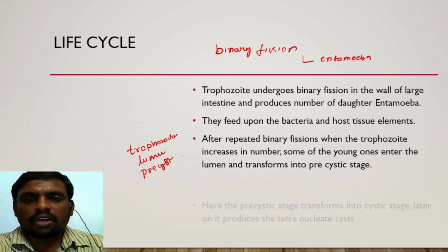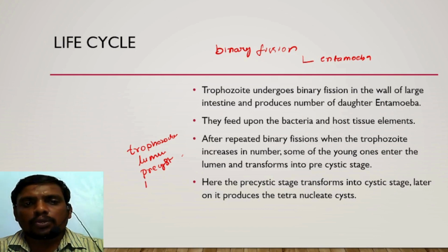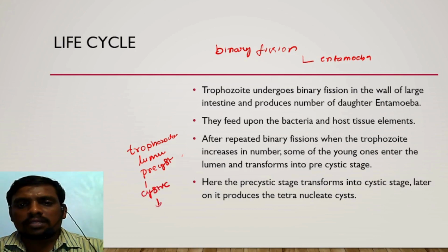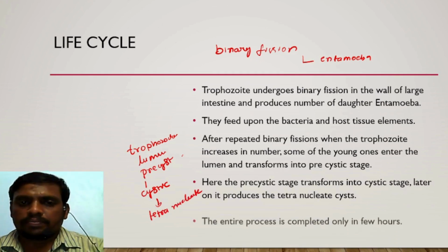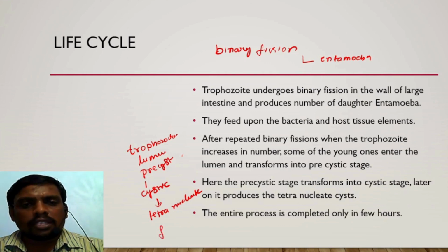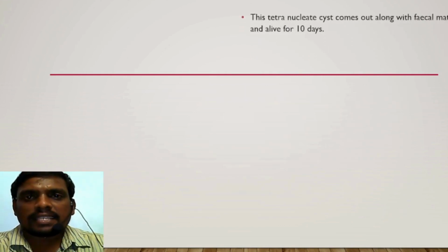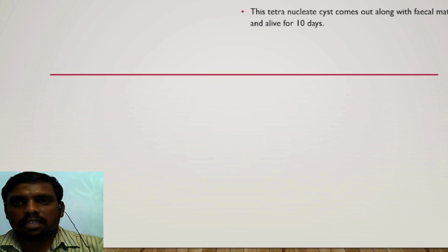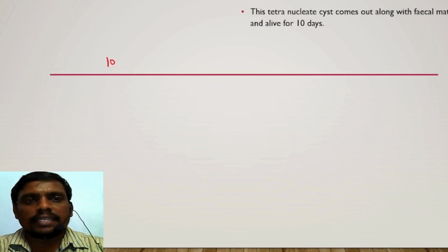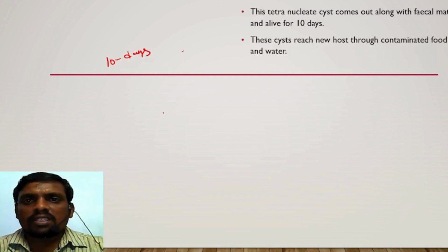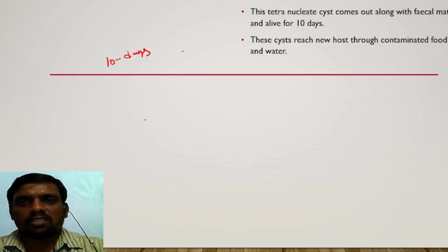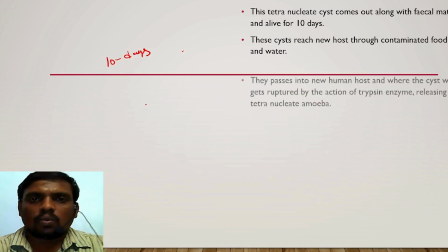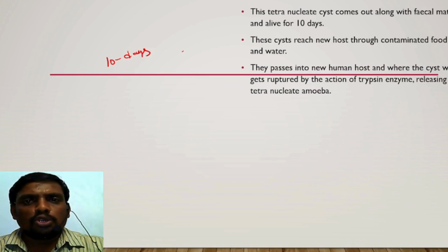After formation of the pre-cystic stage, it transforms into a cystic stage and produces a tetranucleate cyst. This entire process is completed within a few hours. After that, the tetranucleate cyst comes out along with the excretory products and lives for 10 days. After that, the cyst reaches a new host through contaminated food and water. They pass into a new human host.